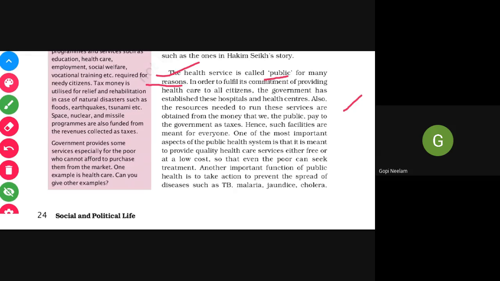Then who will give the money? Is it that people are giving money? Is it that government is giving money? Where is this money coming from to run the government hospitals? Who do you think is providing the money? It is the people, we the people paying taxes to the government.